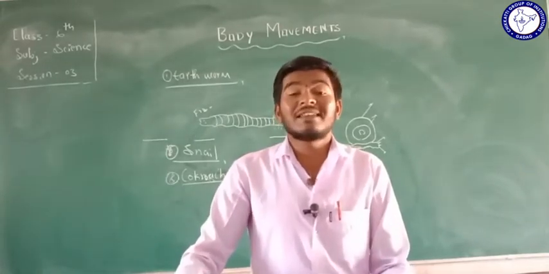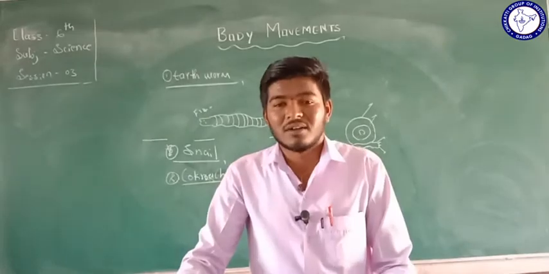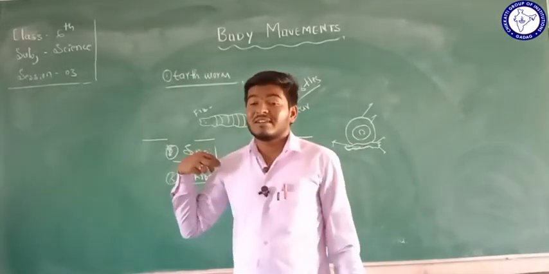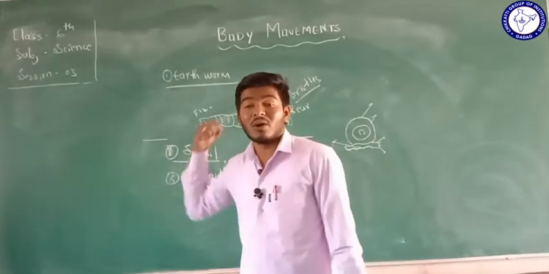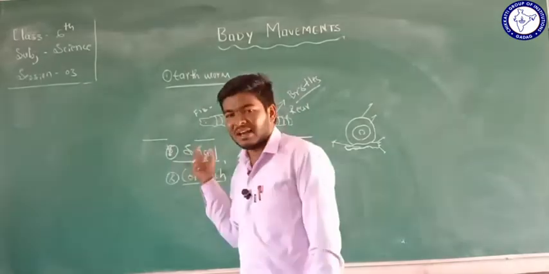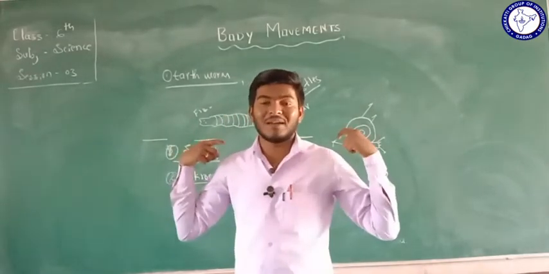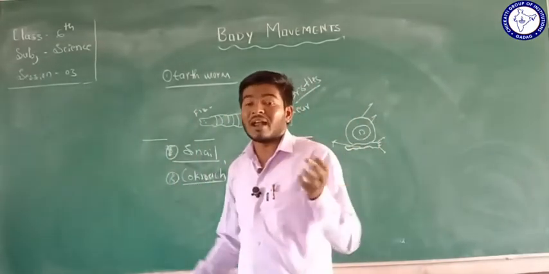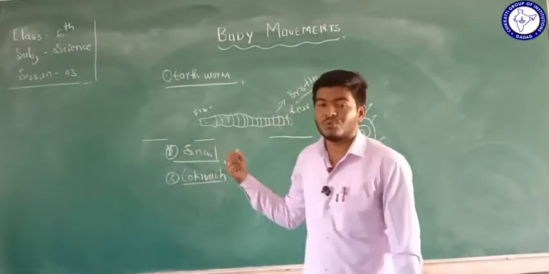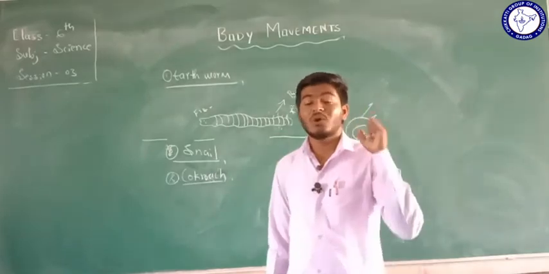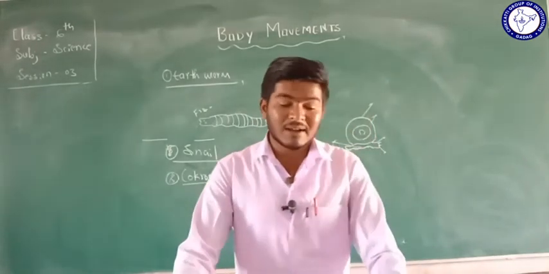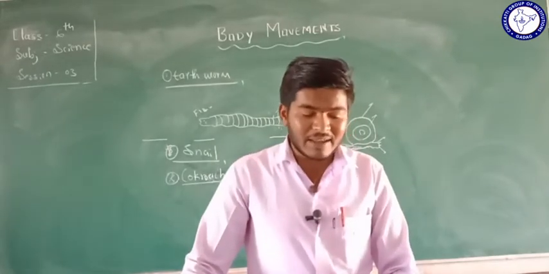It has three pairs of legs. The cockroach has three pairs of legs, and wings are also present on the body of the cockroach. With the help of the legs and also the wings, it can move and also fly. Cockroaches will walk, climb as well as fly in the air.